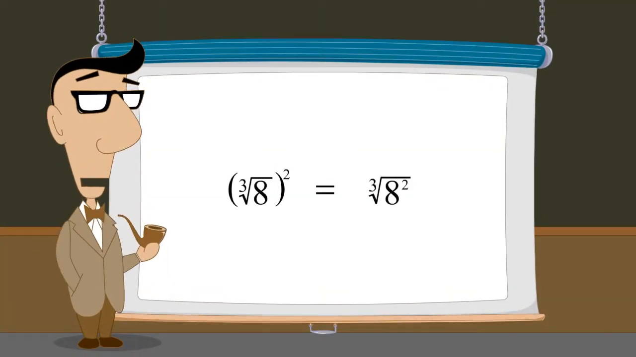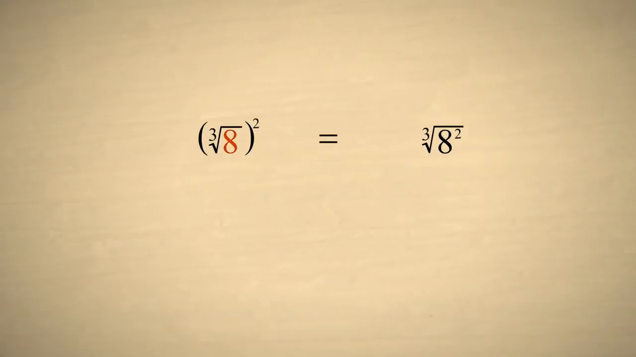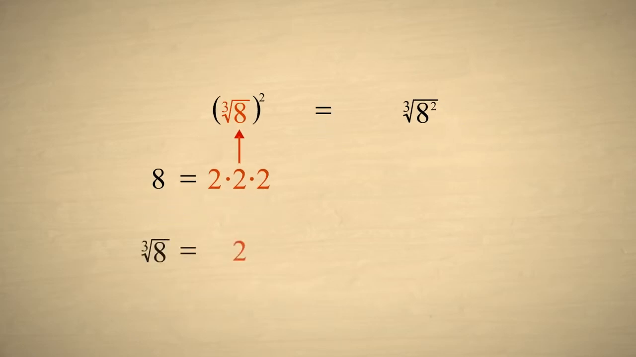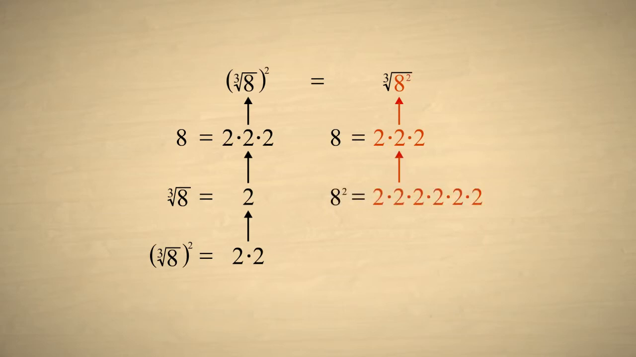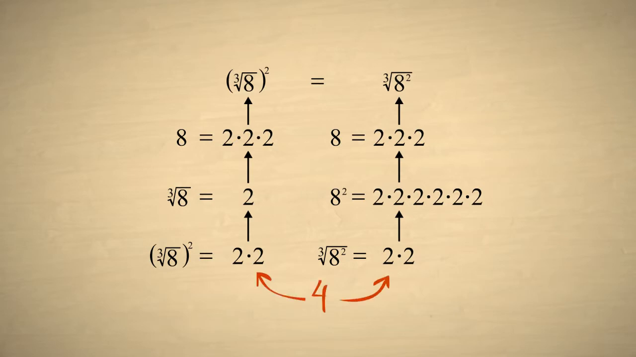If this still seems a bit like magic, let's look at it another way. Let's start by writing the number 8 as 2 times 2 times 2. When we take the cube root, this leaves us with one 2. Then squaring this gives us two 2's. On the right side, we again start by writing 8 as 2 times 2 times 2. We then square this quantity, giving us six 2's. Then, taking the cube root leaves us with two 2's. So in both cases, we end up with two 2's multiplied together, which equals 4.